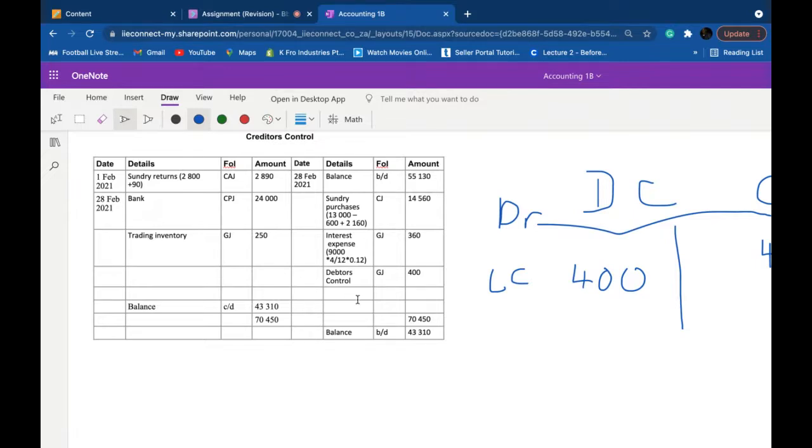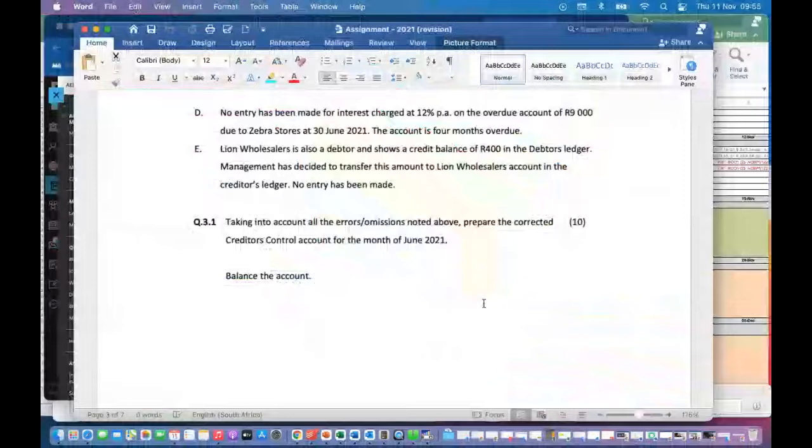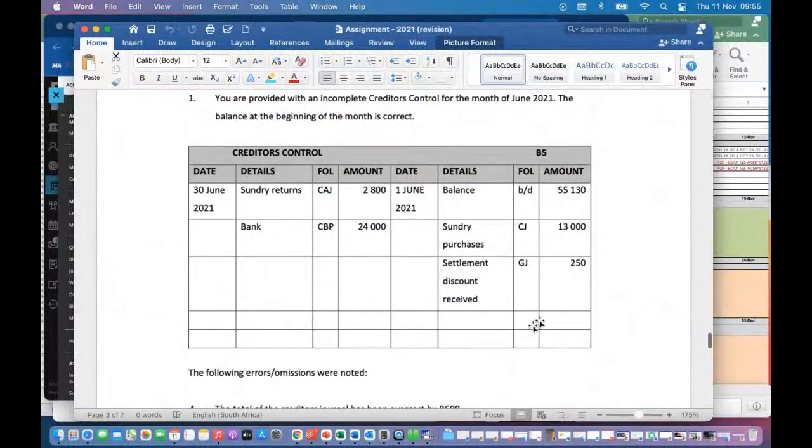And then finally, if you look at your question paper, you'll see that in the creditors control, there's a settlement discount received, okay? And they put it on the credit side. I just want to show my online students this quick. If you look there, can you see that? You guys can see that on your papers. It's on the credit side. Now we know that we're dealing with the creditors control. Creditors control increases on the credit side, decreases on the debit side. If we are receiving a settlement discount, that would reduce what we owe people, right?